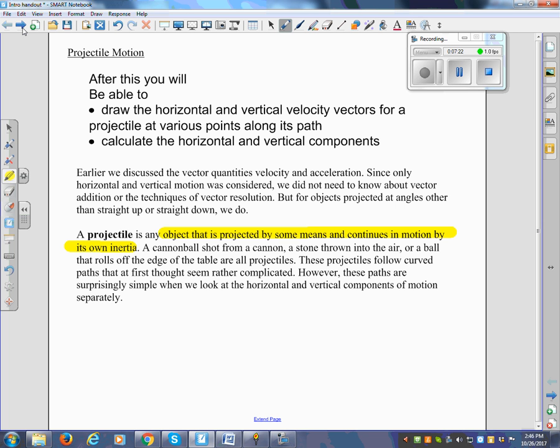So we're going to separate X and Y components. Where have we done that before? Oh my goodness. What do you know? Coming back to the same things over and over and over again.